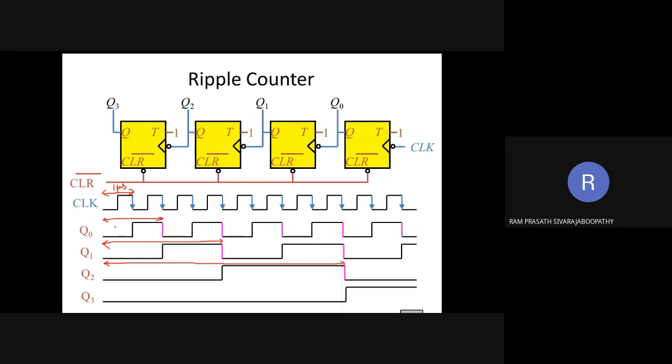Kindly type it in the chat. So if the clock duration is 1 microsecond, what about the duration of Q0? Kindly type it in the chat. Yes, 2 microsecond. If I say this is 2 microsecond, what about the clock of Q1? What will the clock of Q1 be?